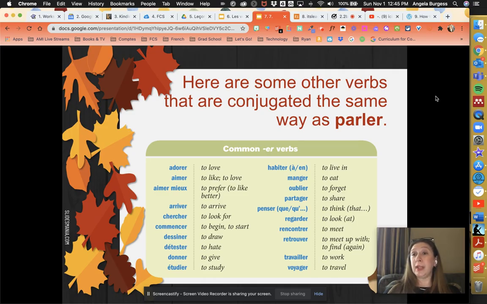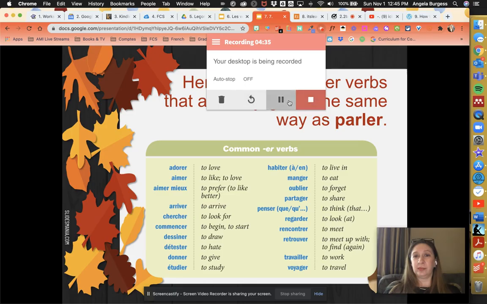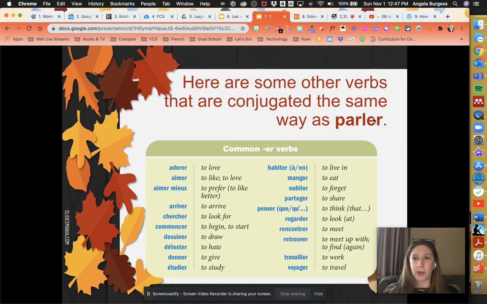You could also say habiter aux, like habiter aux États-Unis. Manger, oublier, partager, penser que, regarder, rencontrer, retrouver, travailler, voyager. Okay, so let's keep going.